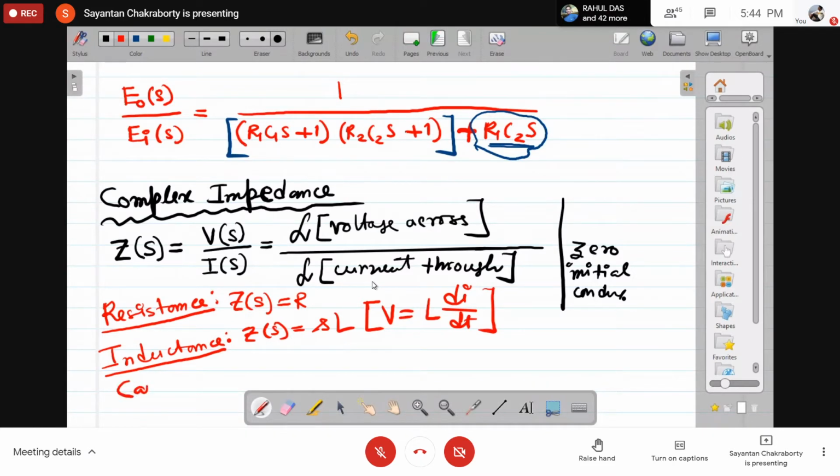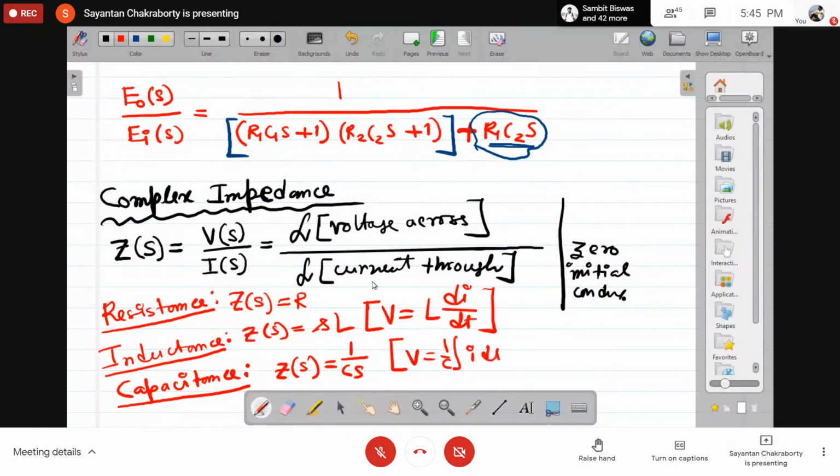Then for capacitance, 1 by SC. Right? In this way, if you put down these values of Z(S) corresponding to different elements R, L, and C in the network, then you can directly write down the transfer function.